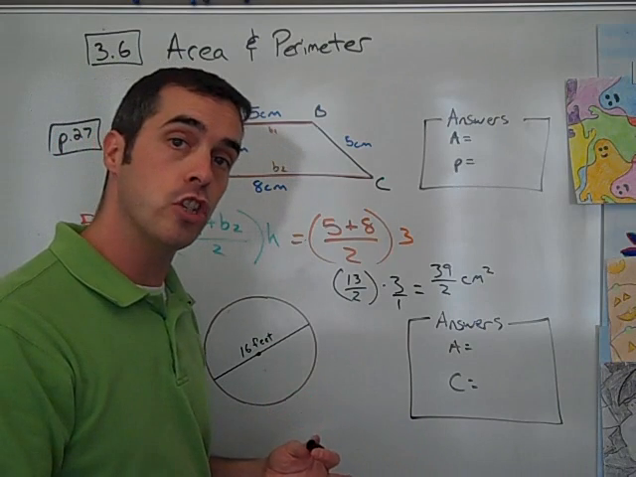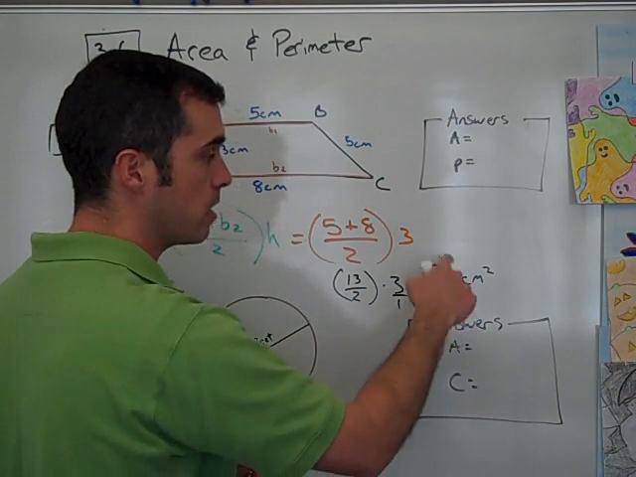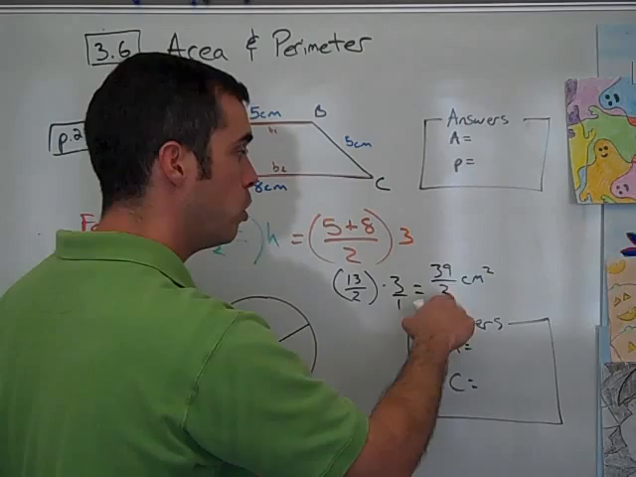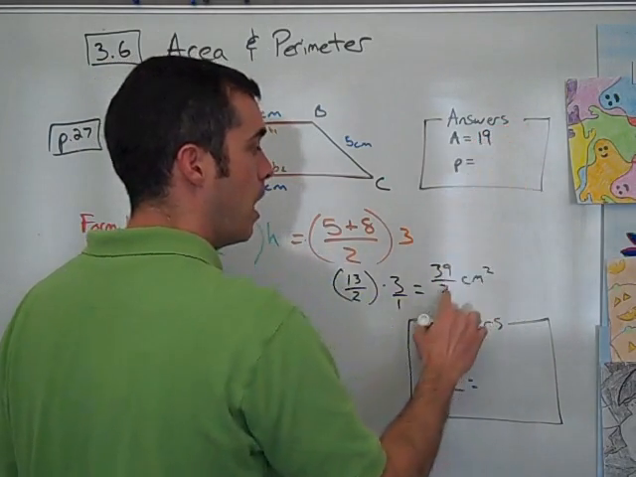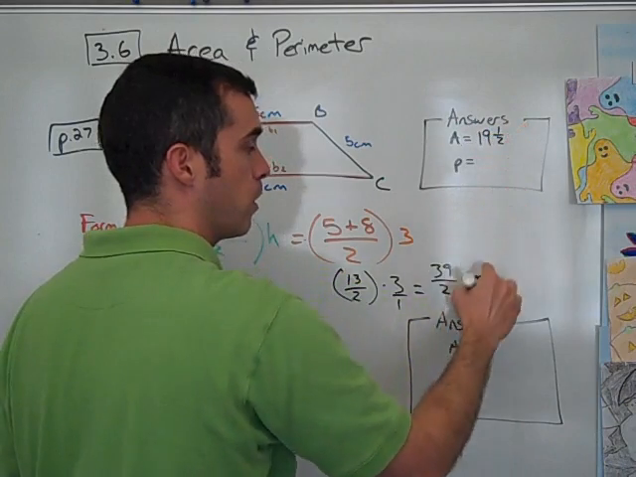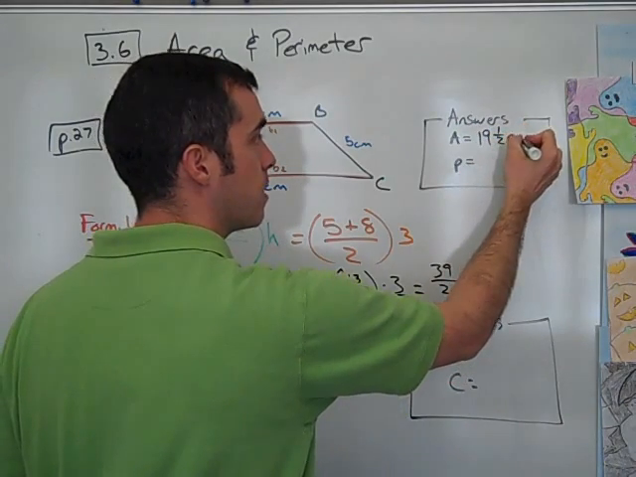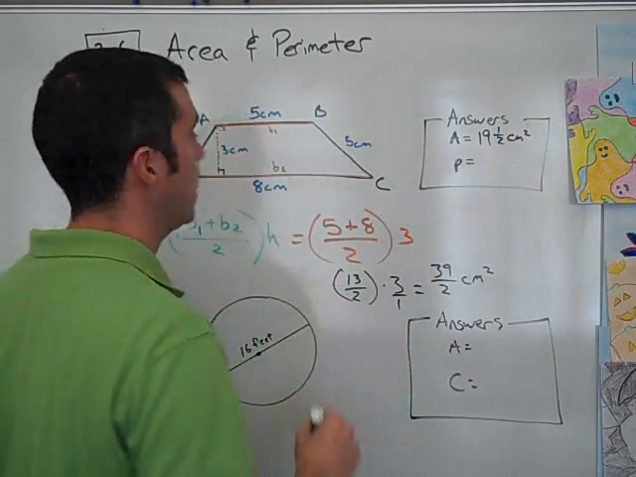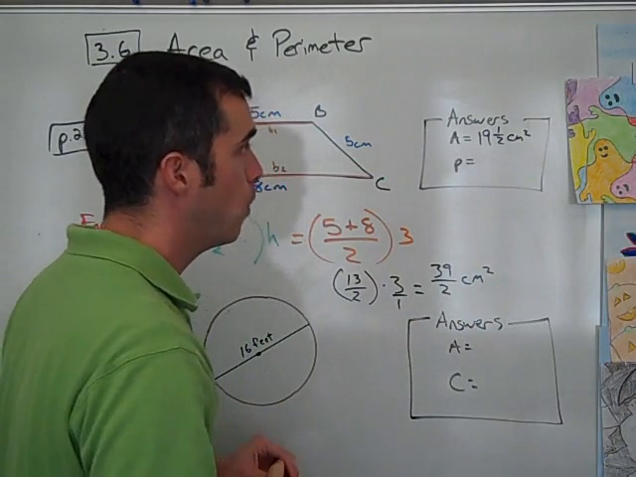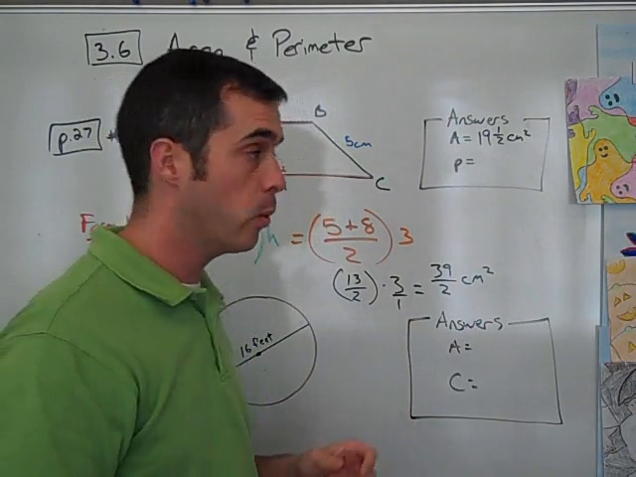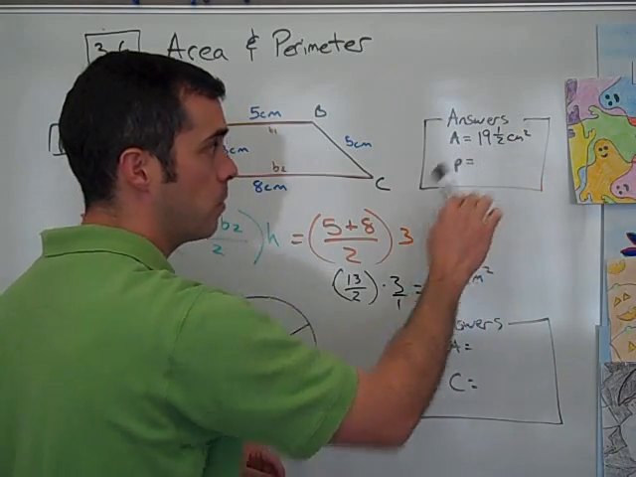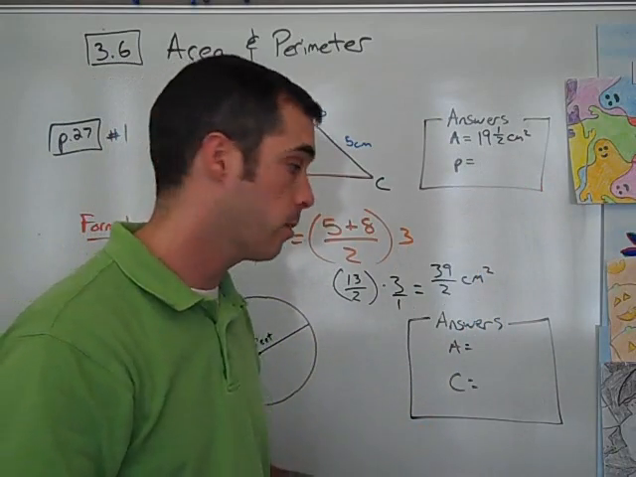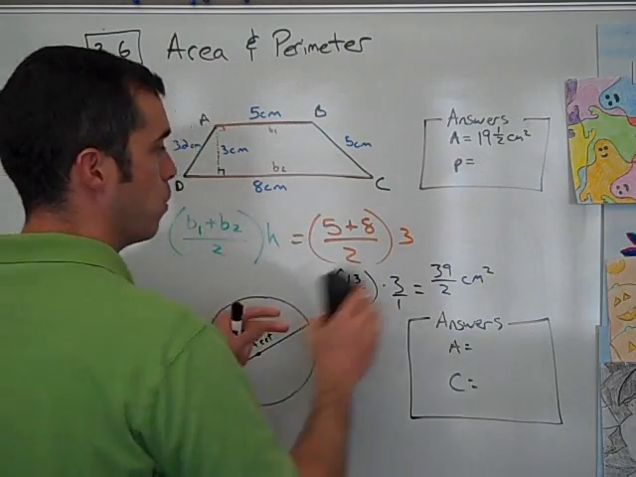If I wanted to change it into a mixed number instead of an improper fraction, 2 goes into 39 19 times with 1/2 left over, and 19.5 centimeters squared would be the area of that trapezoid. We could also write 19.5 if we wanted to convert it to a decimal, but the improper fraction, the mixed number, or the decimal version are all fine with me. Next, we'll do the perimeter.